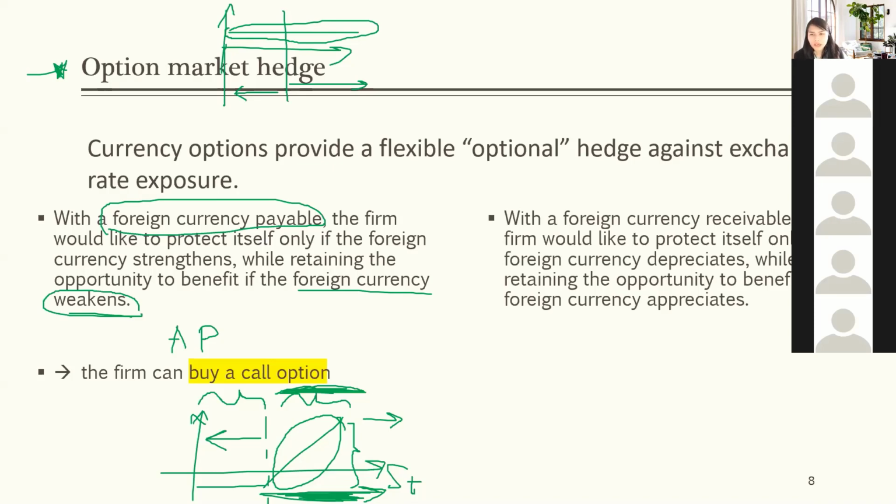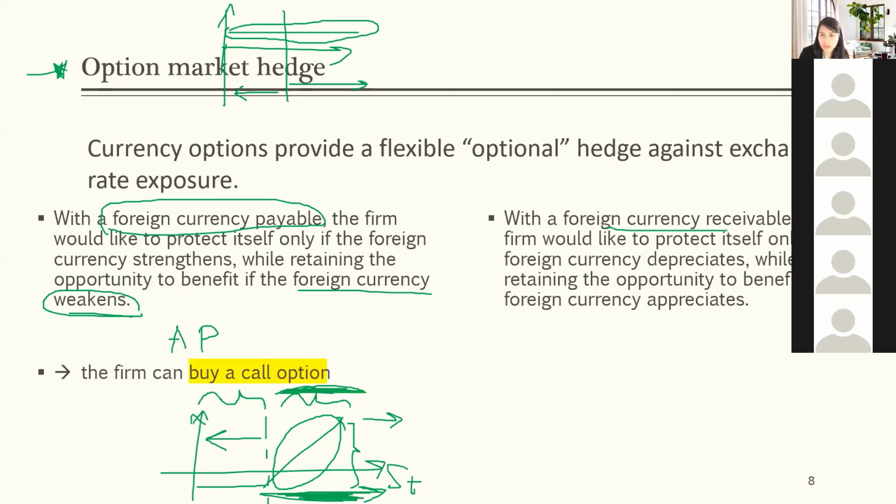So within the account receivable, we could use the same logic, and we could argue that with an account receivable, an option will give you a bit more flexibility in terms of protecting you on the downside, but at the same time leaving the upside potential. Okay.